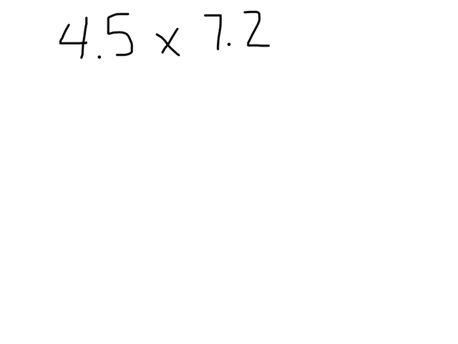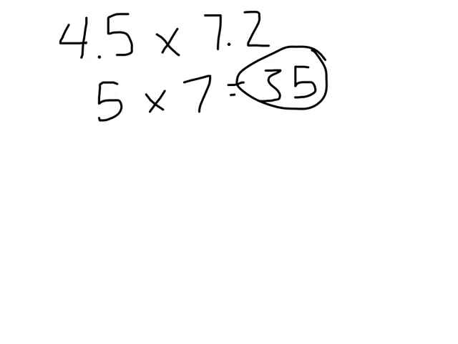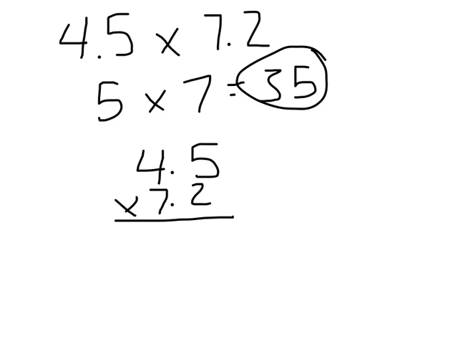Let's do one more example. 4.5 times 7.2. Which of these would be best to estimate the product? Well, it's going to be close to 5 times 7. 4.5 is close to 5. 7.2 is close to 7. That means that my product is going to be about 35. Now I can multiply like normal. 4.5 times 7.2. Go ahead and multiply 45 times 72.